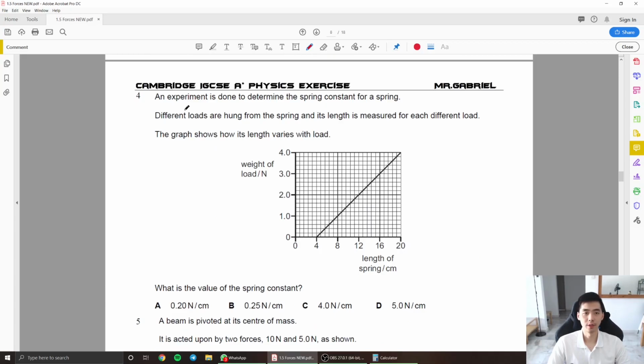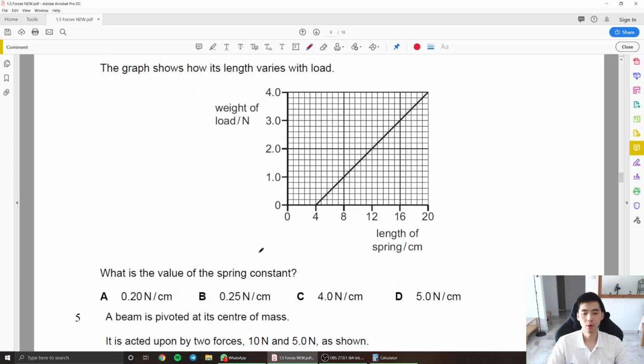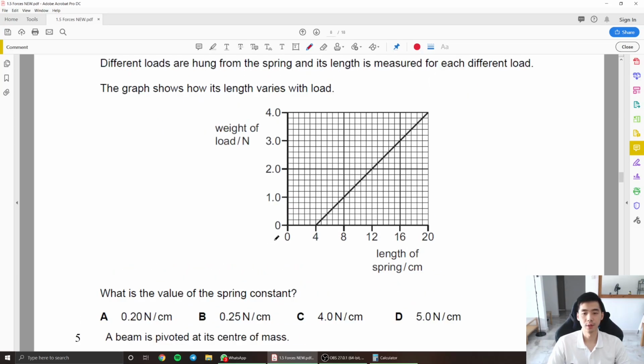And question 4, an experiment is done to determine the spring constant for a spring. Different loads are hung from the spring and its length is measured for each different load. The graph shows how its length varies with load. What is the value of the spring constant here? Now, yet again, if you want to find spring constant, obviously it's F equals Kx, right?